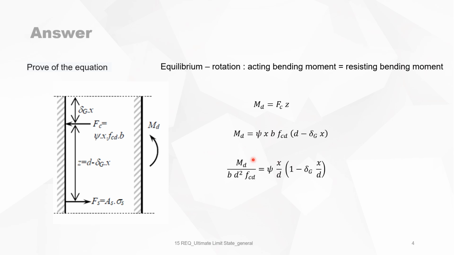So we got this. Now we have to make dimensionless units from it. So we divide by b d squared fcd. We do the same with this equation. And then we got this. And x over d is, of course, c, which is the relative depth of the compression height of the beam.